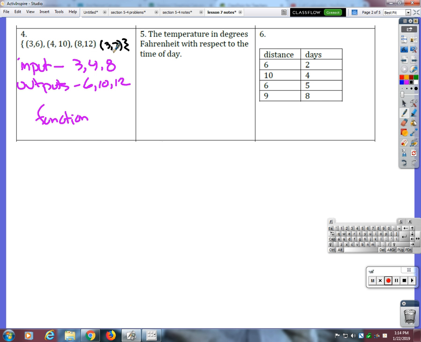Does that make sense? But since that never happens, as far as we know anyway, we never doubled up, every time we put in an 8, we're getting a 12. So it's all good, okay?